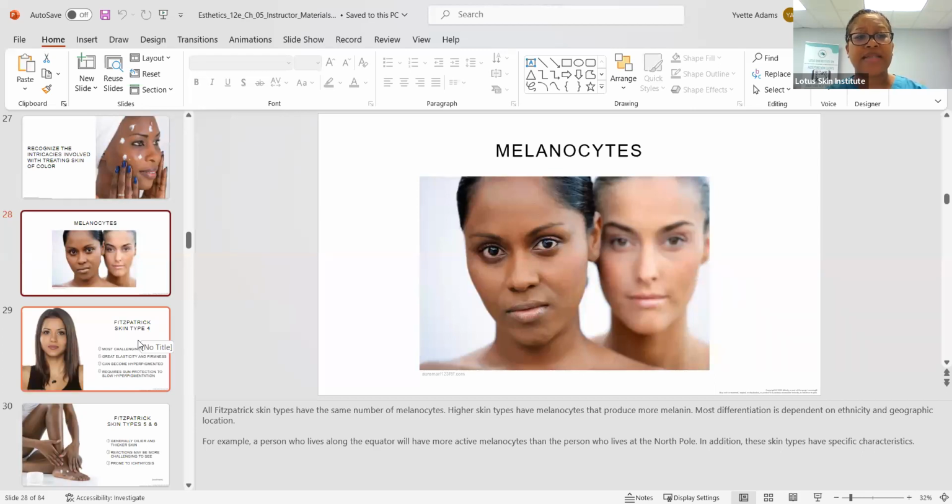One of the things that they do, when we talk about things like hyperpigmentation, is that hyperpigmentation is like a trauma response. So if melanocytes feel like the skin is being messed with in some way and they need to protect it, they secrete a lot of melanin.